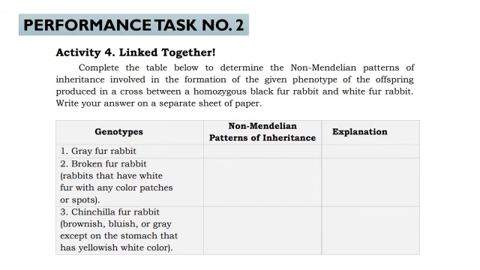For performance task number 2, activity 4, Link Together, complete the table below to determine the non-Mendelian patterns of inheritance involved in the formation of the given phenotype of the offspring produced in a cross between a homozygous black fur rabbit and a white fur rabbit. Write your answer on a separate sheet of paper. What you're going to do is identify the non-Mendelian patterns being observed in those kinds of situations or genotypes, and you have to write their explanations.